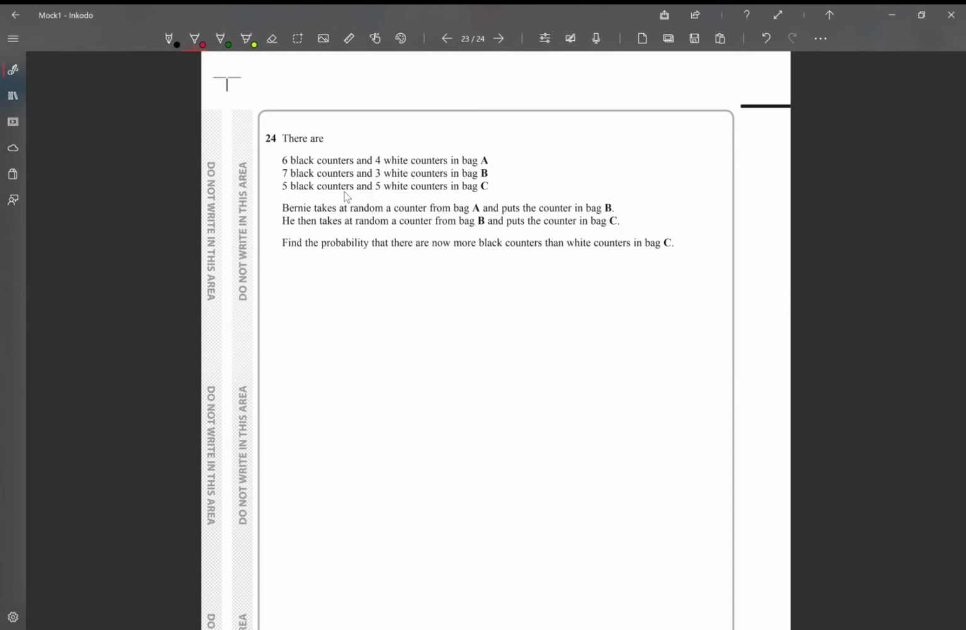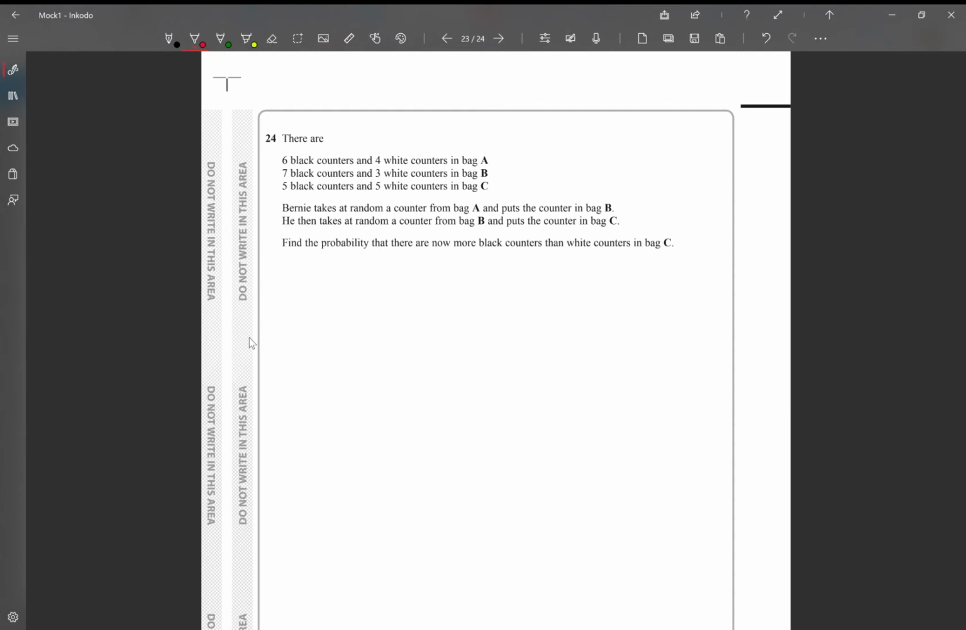Okay, now, all you really need to think about is that to get there to be more black counters in C, the one picked from bag B has to be black, and then it'll go into there, and there'll be 6 black, 5 white. So it's the only situation you can have. The black counter has to be picked from bag B. It kind of doesn't matter about bag A, what's picked. But we do need to obviously look at the probability of A and then B, etc.